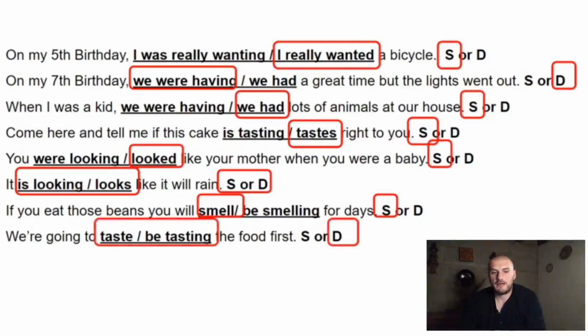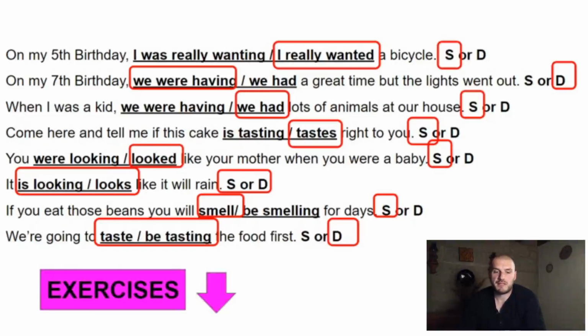This is dynamic, okay? To taste the food is dynamic, but because it's going to taste, going to taste is future, going to be tasting is future continuous. Actually, they're both okay. Depends on what you want to say. Vamos a estar probando o vamos a probar. They're both good. Let's try some more exercises.